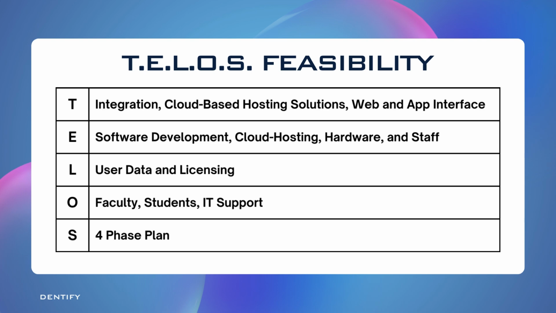Lastly, scheduling feasibility involves a 4-phase plan. The project will span 1 year and 9 months. Planning and research in 1 month for stakeholder engagement and feasibility studies, design and development in 8 months for feature creation and Simodont integration, testing and quality assurance in 3 months involving student and faculty feedback, and lastly, training, implementation, and optimization in 9 months for system deployment and iterative improvements.